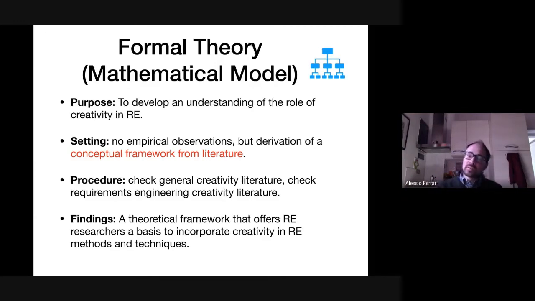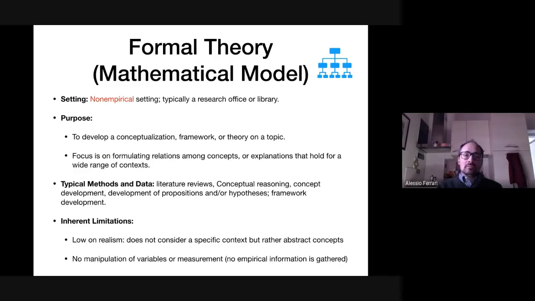So somewhat you could see it as a non-empirical study. At the same time, you are dealing with literature, so you are dealing with something that exists in the world and that can be a guide for further empirical studies, because once you have a theory, you can see if it works. So you can try to follow this theory and see if it actually allows to improve your software development process, for example. So the setting is non-empirical, as I was saying. The setting is an office or a library.